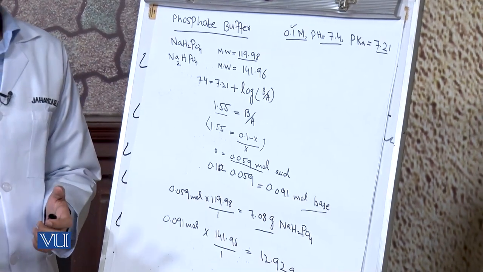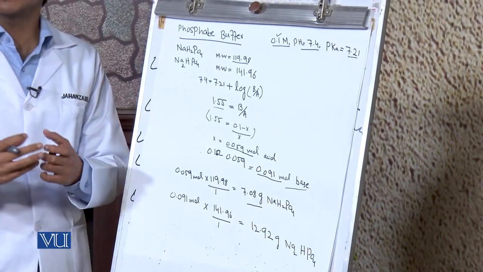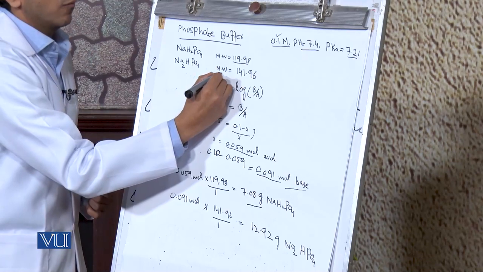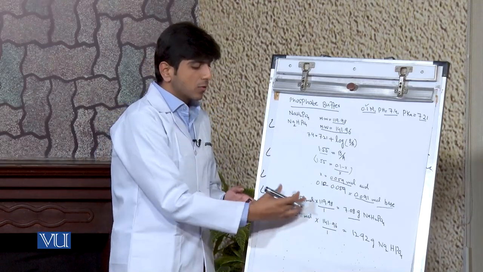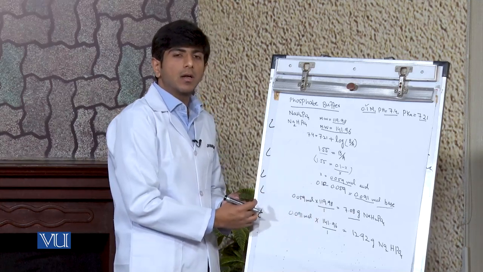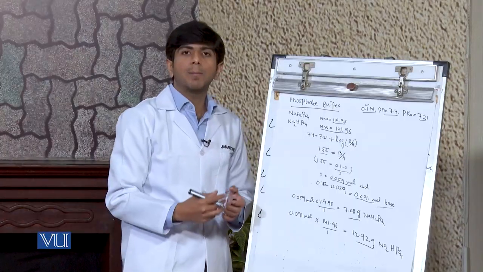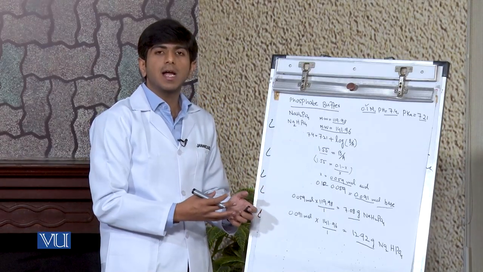Likewise, for the base, take the value for the moles of base and multiply it by the molecular weight for the base. By solving this equation, we will have the value for the mass that we are going to weigh for acid and base.